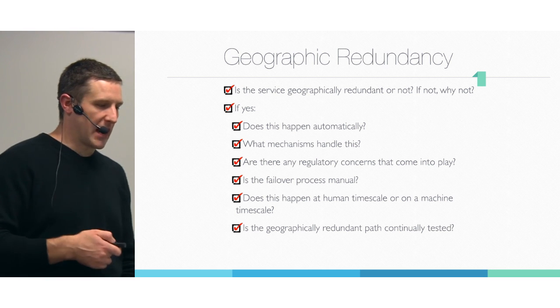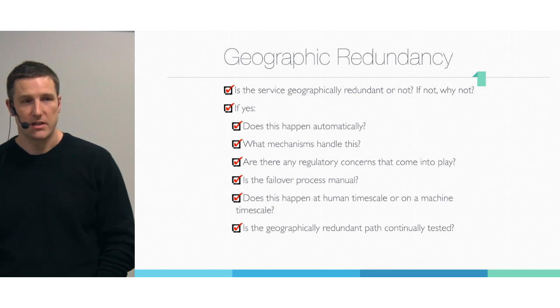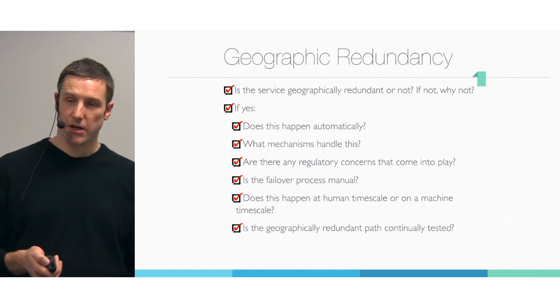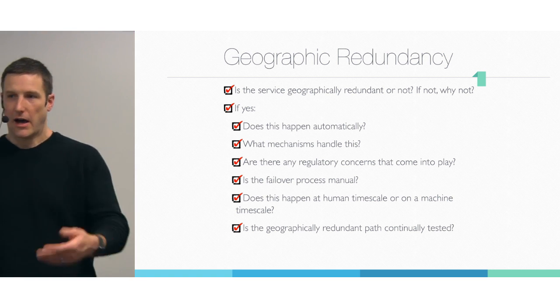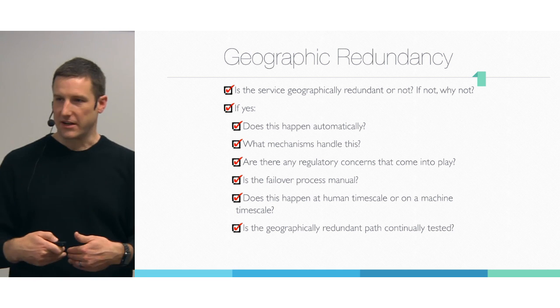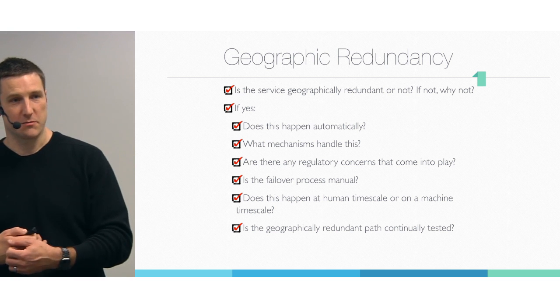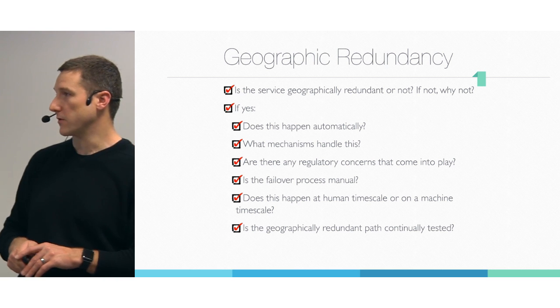So does it happen automatically? Are there regulatory concerns? If you're failing over between different data centers, do the data centers span different countries? If they do span different countries, are different regulatory concerns coming into play, like Safe Harbor, right? I know that I can't fail over from an EU data center into the United States without having to deal with PII type concerns because of privacy legislation. It's just different between the two continents.